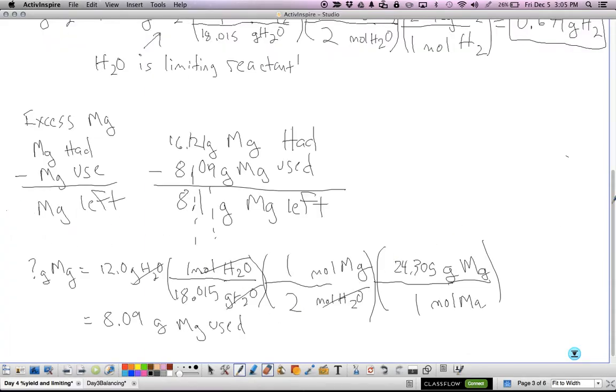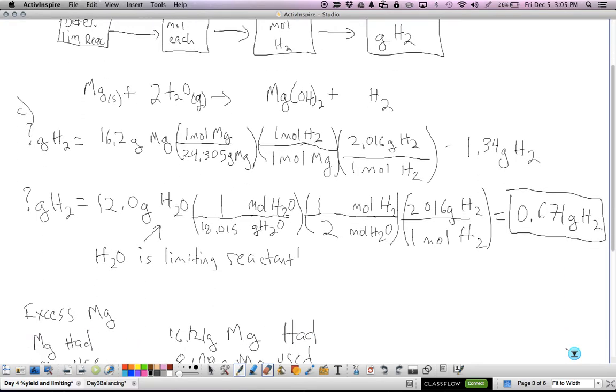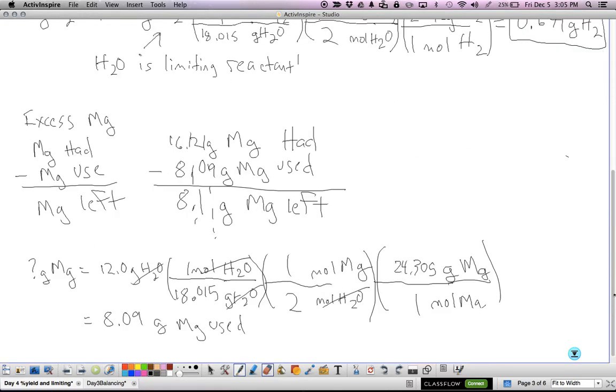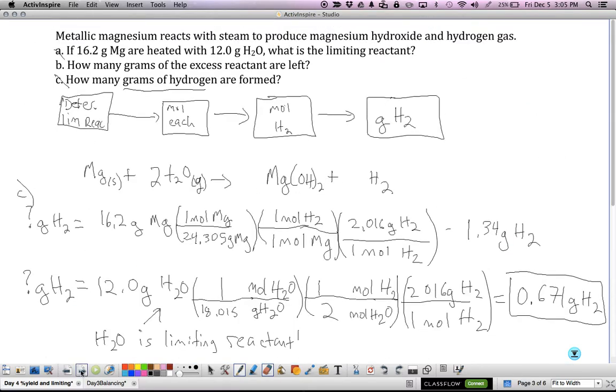Okay, so I'm going to start back with the problem that we just finished with. We should have produced 0.671 grams of hydrogen. But if we run this reaction, what happens if we only get 0.570 grams of hydrogen produced?